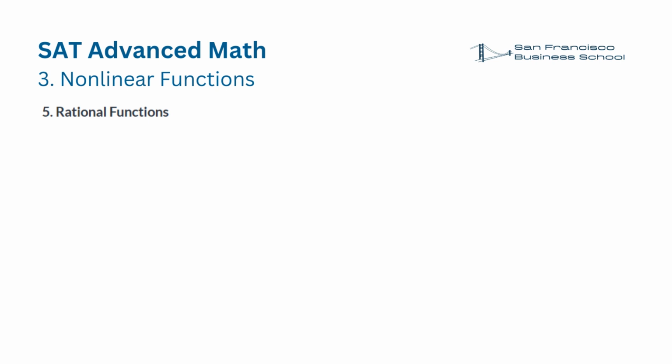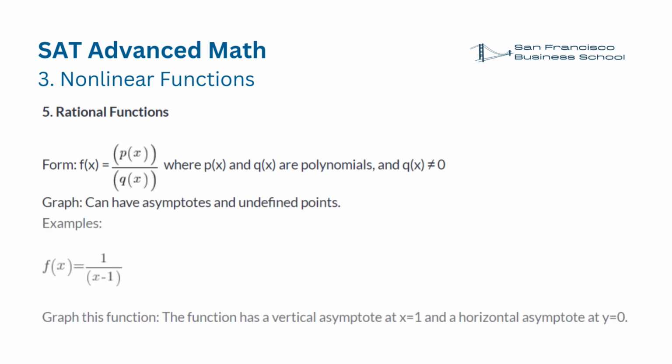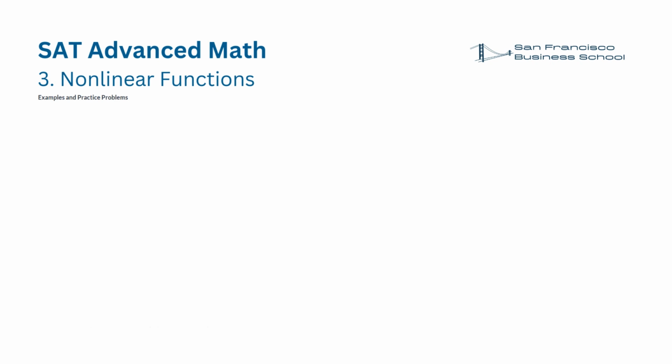5. Rational functions. Form: f(x) equals p(x) divided by q(x), where p(x) and q(x) are polynomials and q(x) is not equal to 0. Graphs can have asymptotes and undefined points. Example: f(x) equals 1 divided by x minus 1. Graph this function. The function has a vertical asymptote at x equals 1 and a horizontal asymptote at y equals 0. Examples and practice problems.